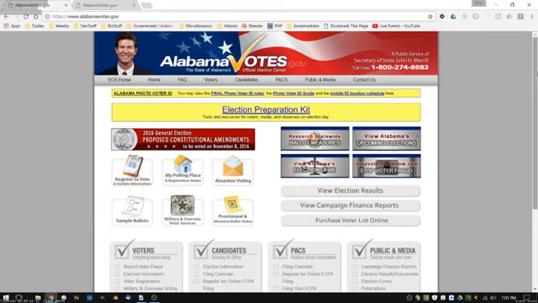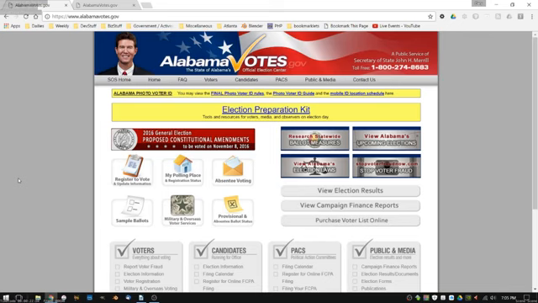The first place you'll want to go is to alabamavotes.gov. Take a look at the website there. You'll be able to research all of the ballot measures that are coming up. Also, be sure to check your registration information if you've gotten married or if your address has changed in the past few years. Make sure you're registered to vote.